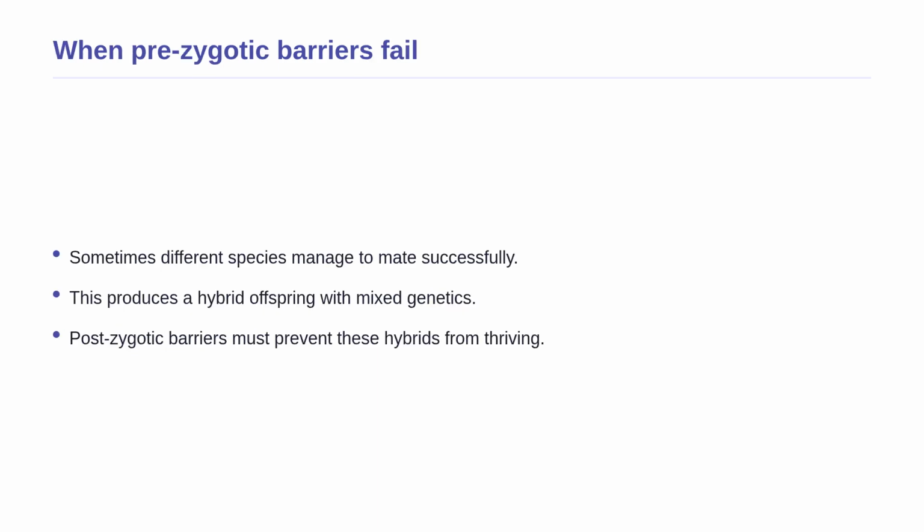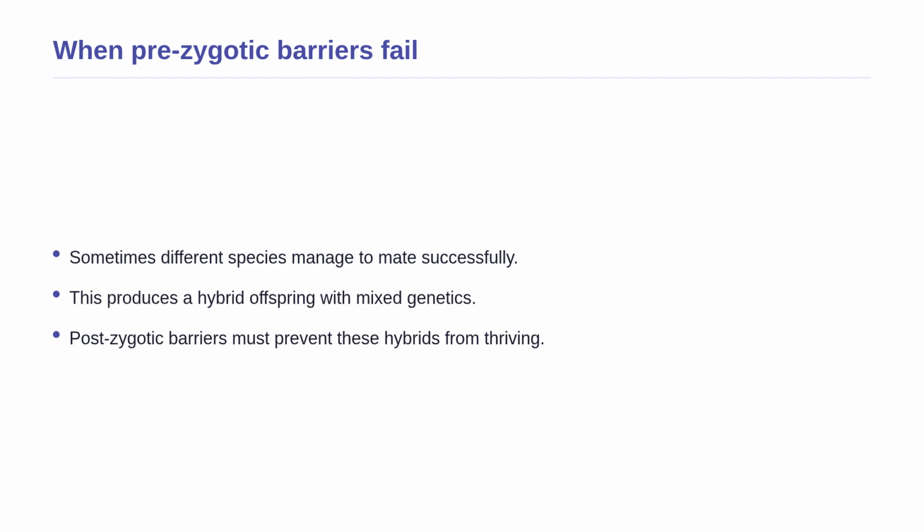We have just seen how a pre-zygotic barrier, like a river, stops gene flow. But what happens if those initial barriers fail? Sometimes, individuals from two different species do manage to mate and produce a hybrid offspring. When this happens, the second line of defense must kick in. Post-zygotic barriers ensure that these hybrids do not become a bridge for genes to flow between the two parent species.